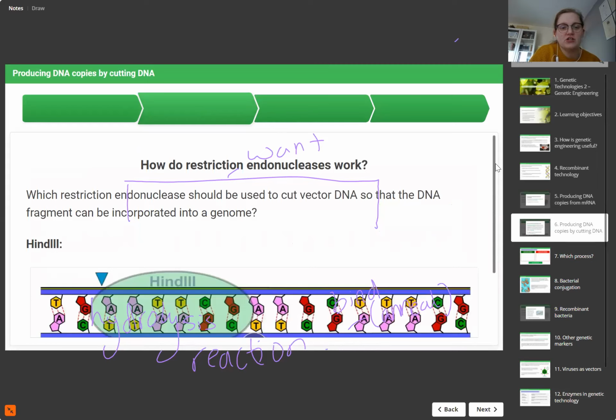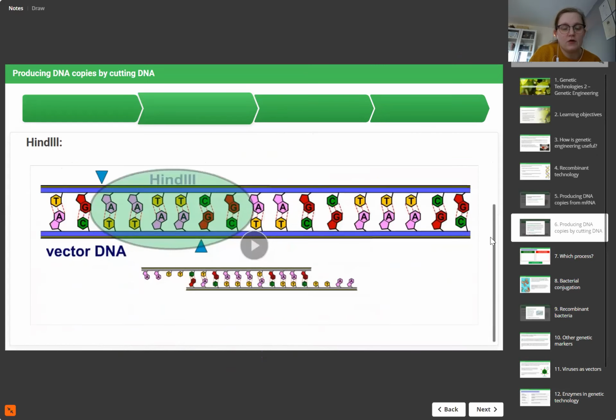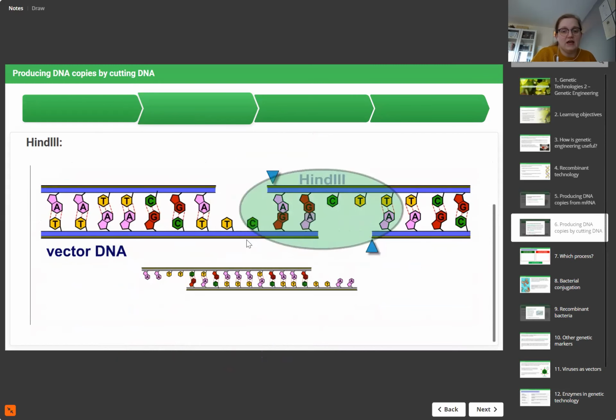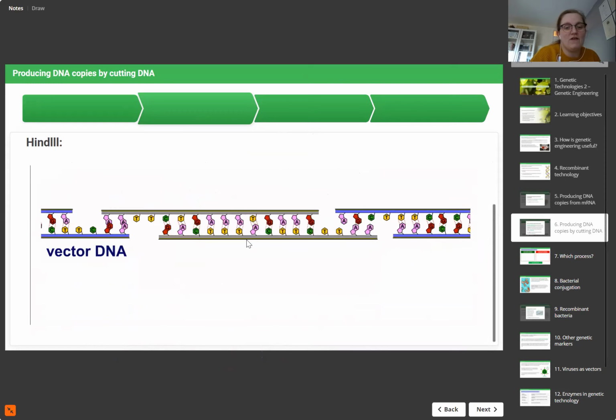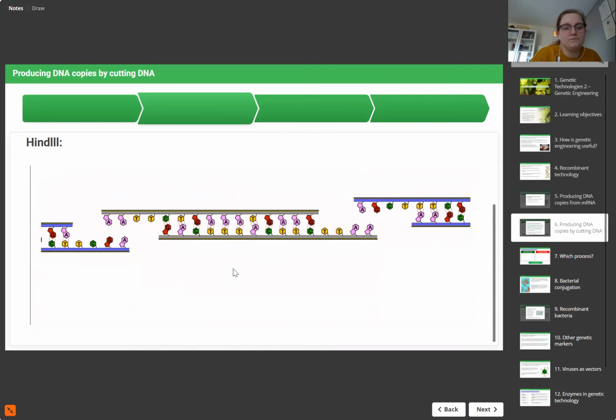So which restriction endonuclease would be used to cut vector DNA so that the DNA fragment can be incorporated into the genes? Well, we'd want to use one that would give sticky ends. So HindIII, as you can see here, how that's going to cut, is going to have sticky ends. And we want those sticky ends because they're going to be complementary. What we want is sticky ends that are going to be complementary to those base pairs. That HindIII cut, but didn't give us complementary base pairings to that vector DNA. So HindIII wouldn't work.